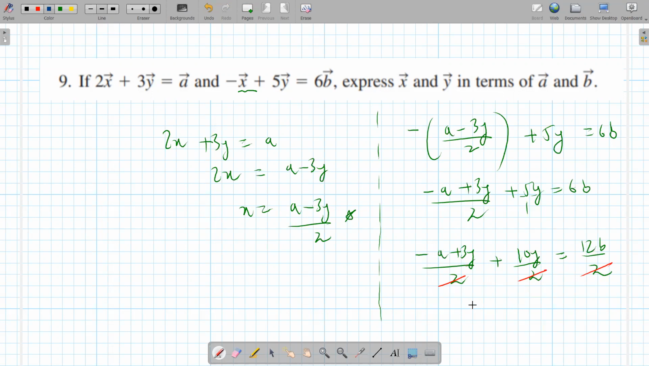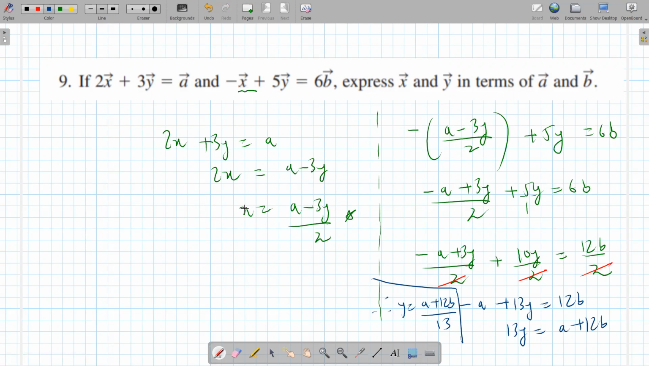And then let's write this. So we got minus a plus 13y equals 12b. I'm going to add a on both sides. 13y equals a plus 12b. And therefore, y is going to be a plus 12b over 13. And there we go. We have expressed y in terms of a and b.